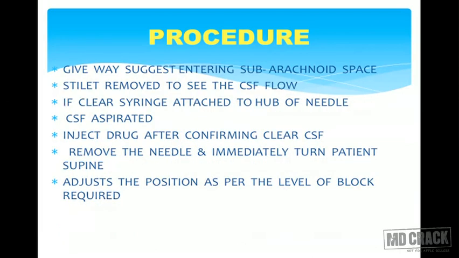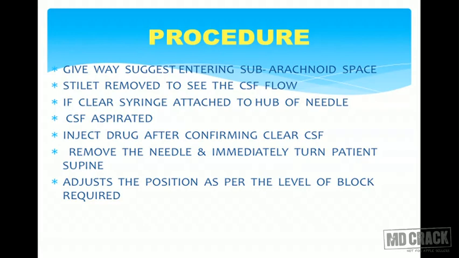When this giveaway is achieved, this suggests that you have entered the subarachnoid space, and it can be easily judged by removing the stylet and seeing the free flow of CSF, that is cerebrospinal fluid. Once you remove the stylet, you see if the CSF is freely flowing. It should not be blood tinged. There should not be any blood clots present at the hub of the spinal needle.